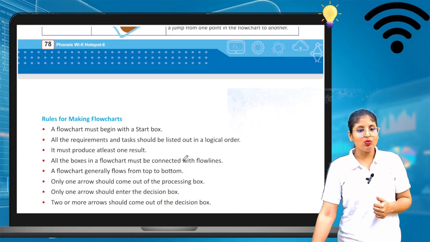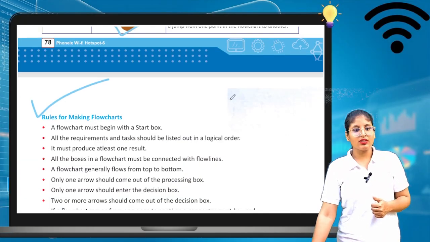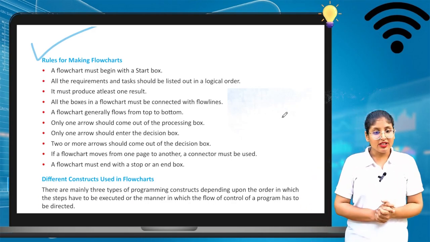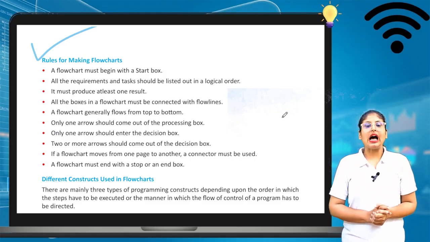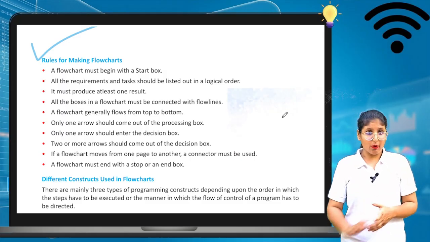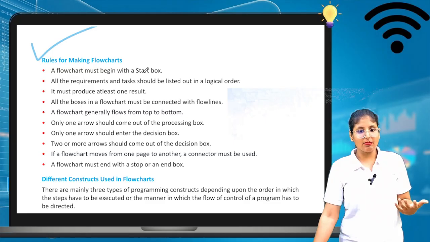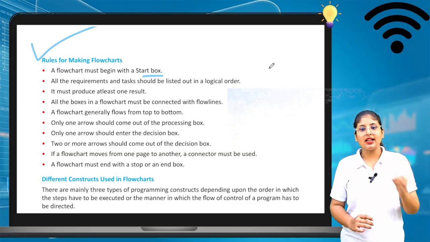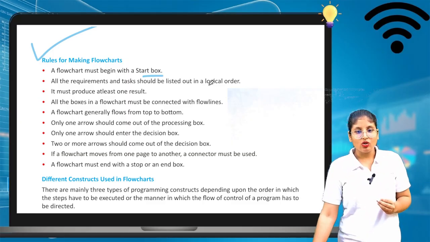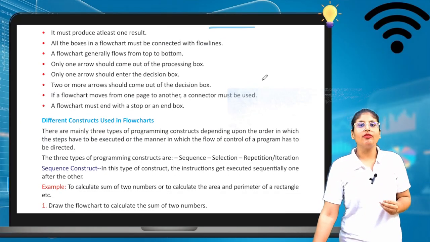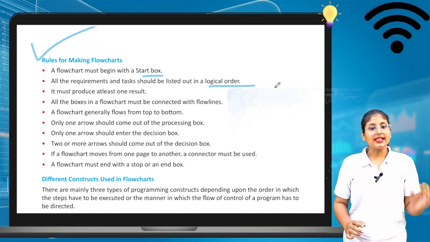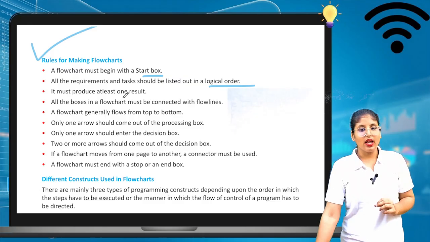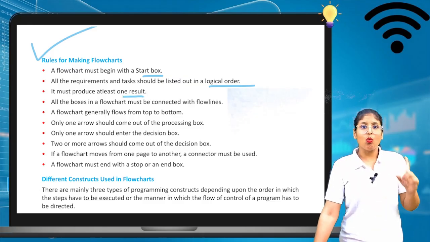Now we will see the rules of making a flow chart. What are the rules? How are we able to make a flow chart? First, a flow chart must begin with a start box. Next, all requirements and tasks should be listed in a logical order. Next, it must produce at least one result.